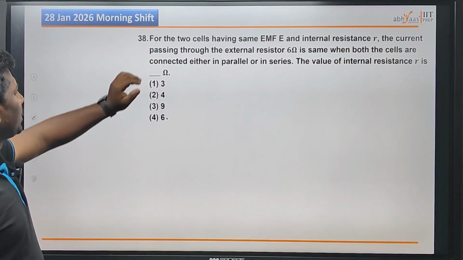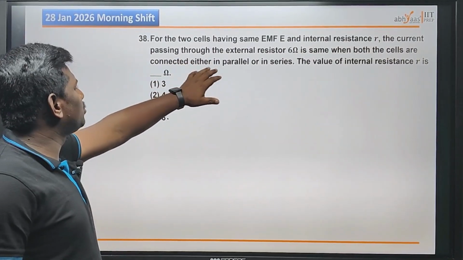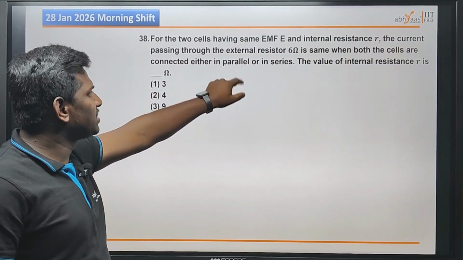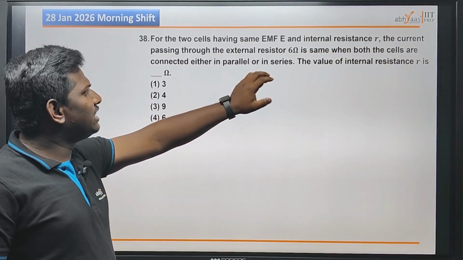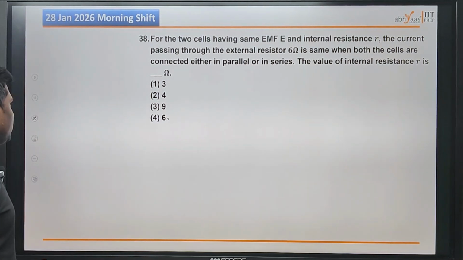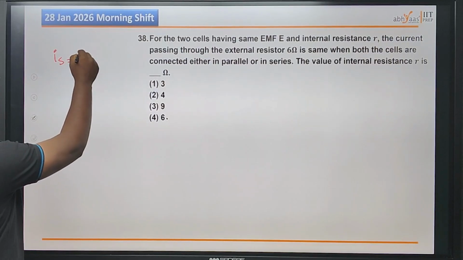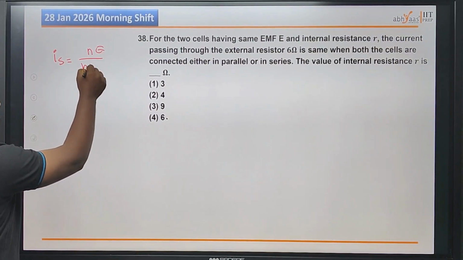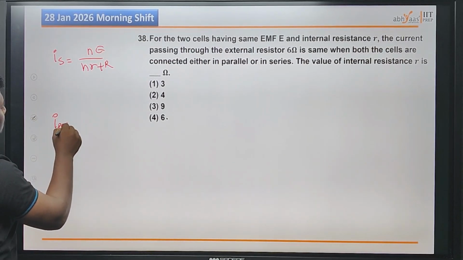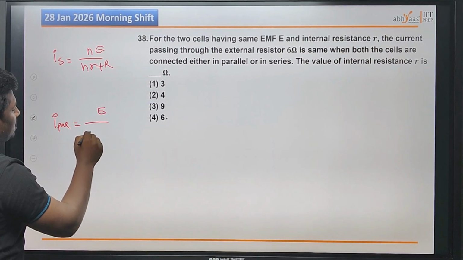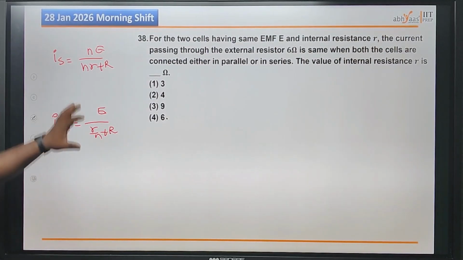Question number 38. For two cells having the same EMF E and internal resistance R, the current passing through the external resistance of 6 ohm is the same when both cells are connected either in parallel or in series. Then find the value of the internal resistance. So we know that for the series combination, I series can be written as NE by NR plus capital R. For I parallel, you can write E by R by N plus capital R. These are our formulas.